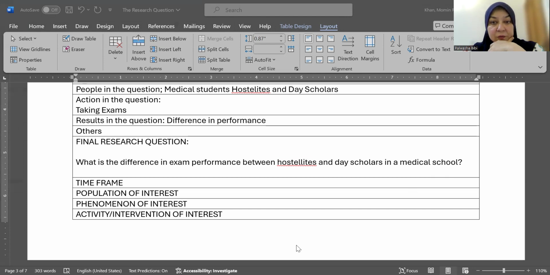Why is there a difference? Okay, see, thank you so much for saying that. Why is there a difference? We want to stay focused on our research question. Right now, I just want to find out whether there is a difference between exam scores of day scholars versus hostelites. I'm not looking for reasons for that difference. I don't even know if there is a difference. See, we do research with an open mind.